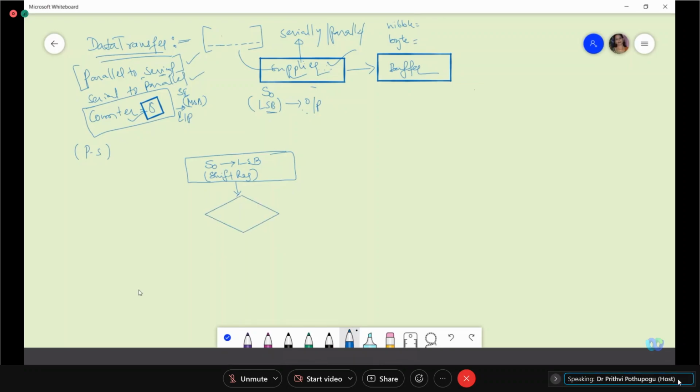Now, after transferring one bit, we need to check the status of the counter. Is the count equal to 8 or more? Okay, if it is true, what is to be done? It should tell the shifter to supply, that means to get the new data. What has to be performed is you reset the counter. The counter will be made zero. That means I can say that it is resetting the counter.